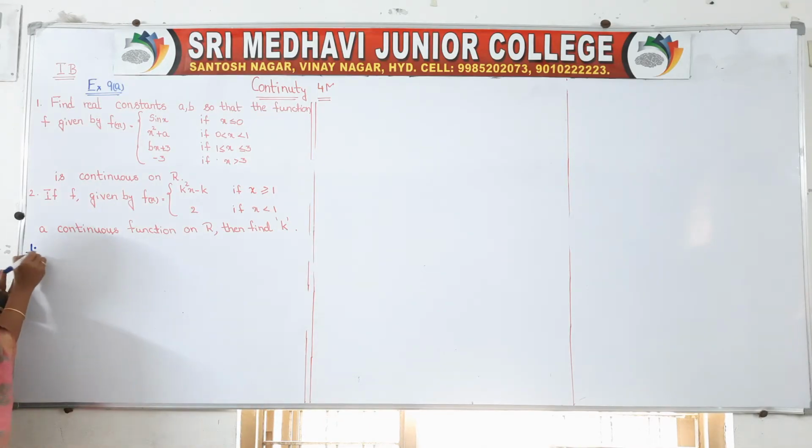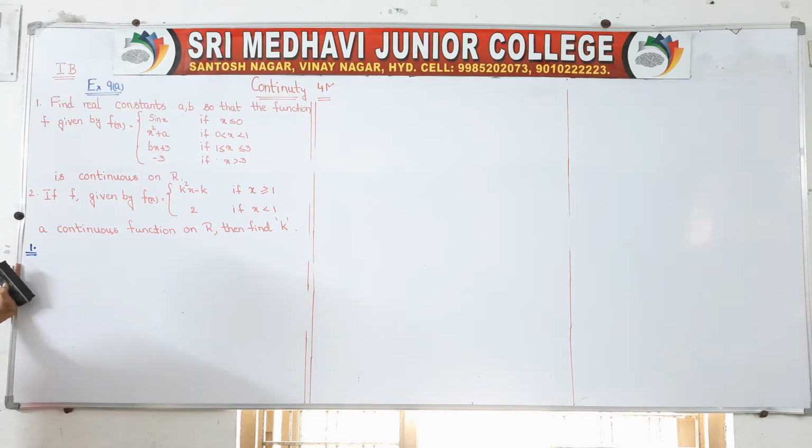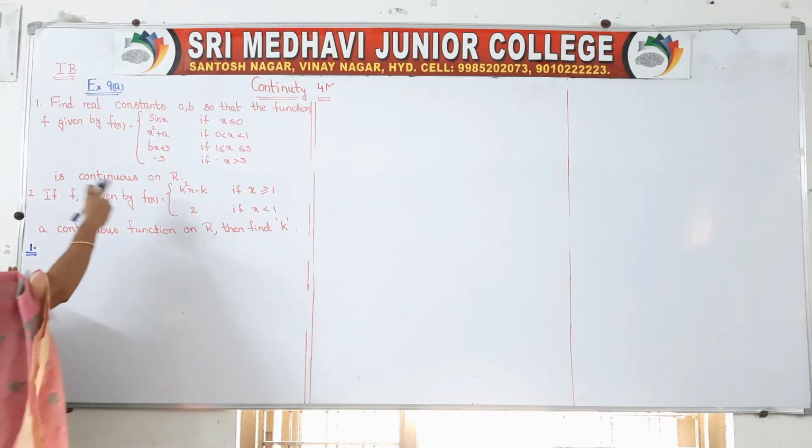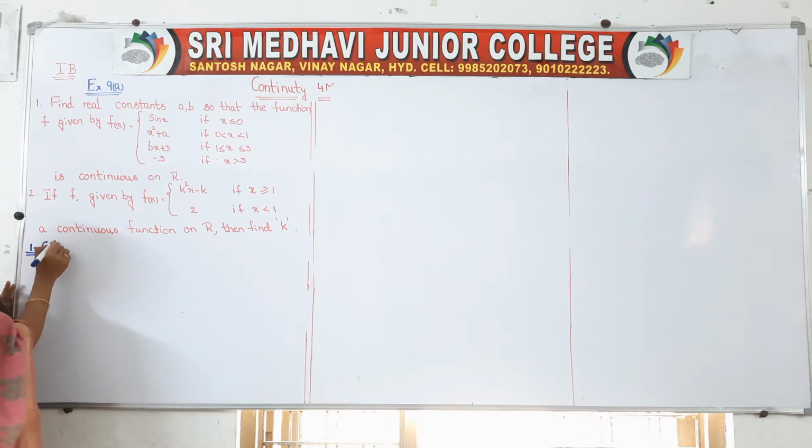Your first question is: find real constants a, b so that the function f given by f of x is continuous on R. Right, this function is continuous on R. So first, what is the given information to you?